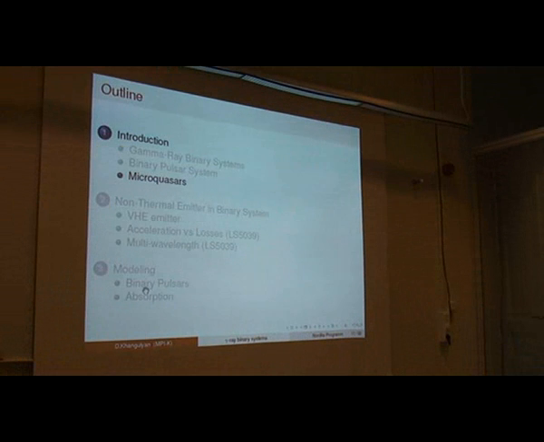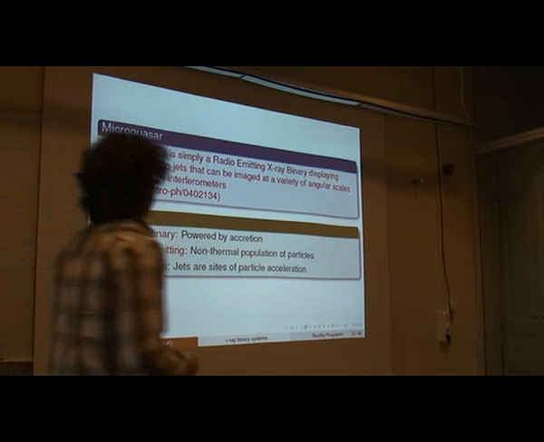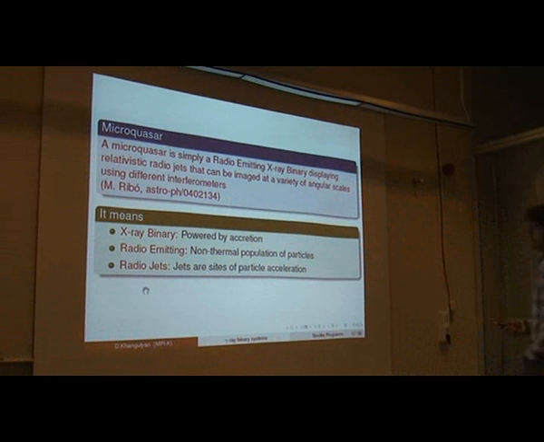Another scenario is the microquasar scenario. Here you may see a definition of the microquasar. Anyway, a microquasar is simply a radio-emitting X-ray binary displaying a relativistic radio jet that can be imaged at a variety of angular scales. I think it needs some kind of explanation. X-ray binary means that it's powered by accretion.